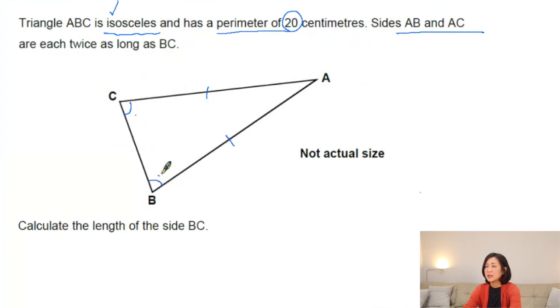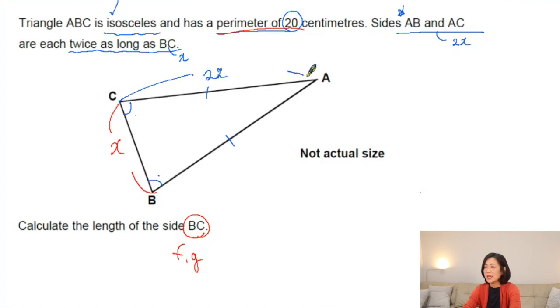Now let's have a look at the perimeter. 20 means when we add up all the sides, the total is 20. Our final goal is finding BC. Why don't we just put BC as x because it's unknown, right? Let's begin with x. Since we know that BC is x, here is a very important clue. The other two sides are twice as long as x. That means sides AB and AC can be written as 2x, right? So we write down 2x since they are the identical size.